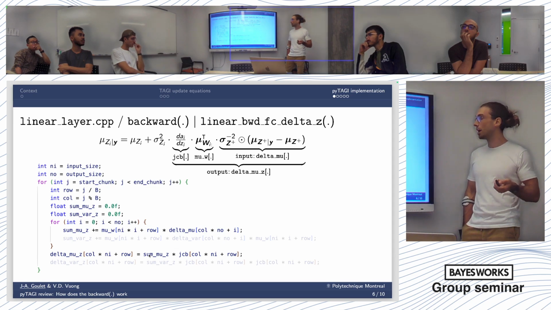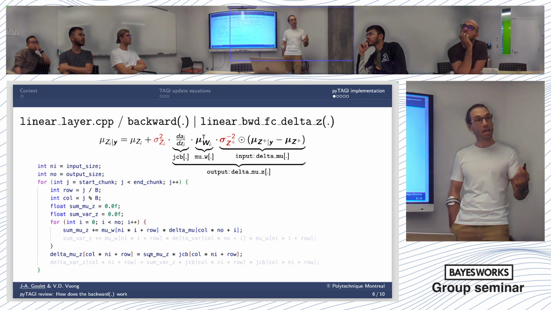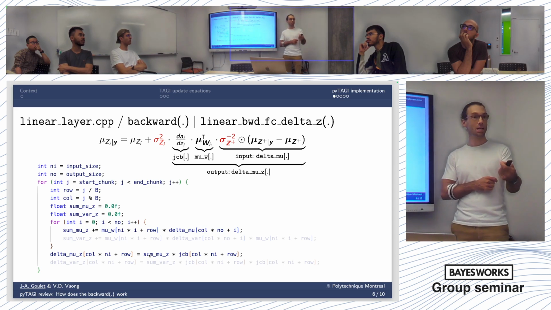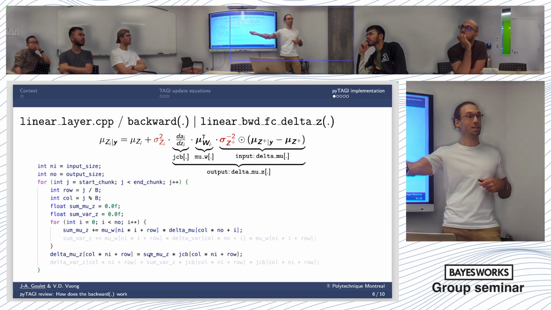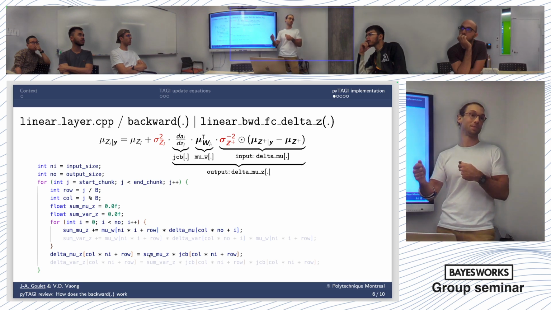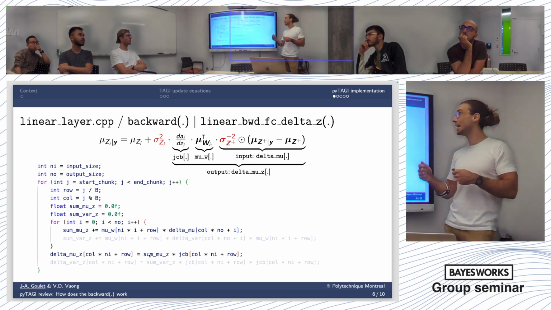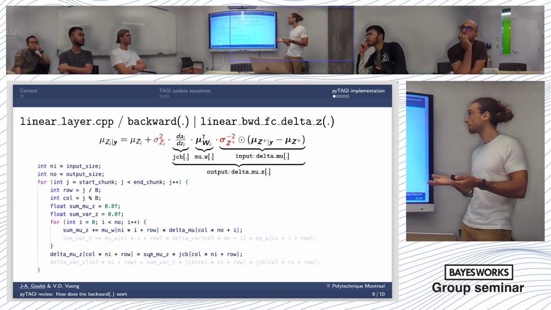But what is striking is that this is done. This is the output, delta mu z. And we have never multiplied by sigma z, and we have never divided by sigma z. And this is the key strategy. By avoiding the multiplication, it's as if your result for the subsequent layer is already pre-divided. And that makes it super efficient.